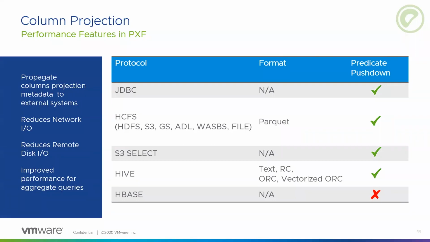This table shows column projection support. We have column projection for all the native connectors except for HBase. For JDBC and S3 Select, PXF will only query the projected columns from the external system, reducing the amount of data that we transfer from the external database, as well as improving the disk I/O in some cases. For Hadoop and cloud connectors, PXF supports column projection for the Parquet file format, which offers I/O benefits when running inside of PXF. For Hive, PXF offers column projection for all data types.